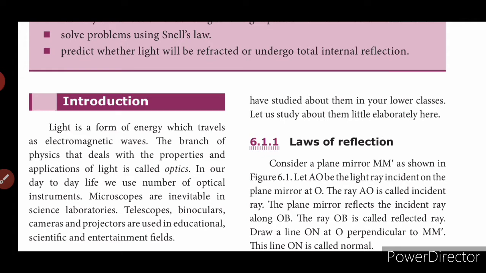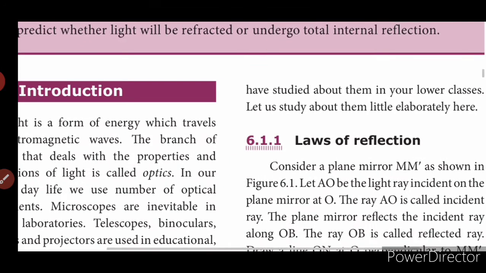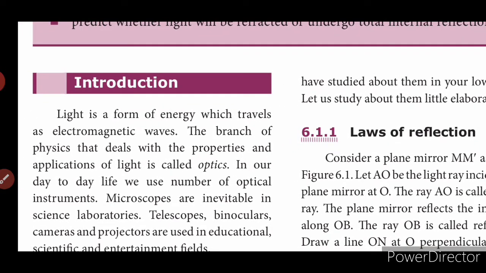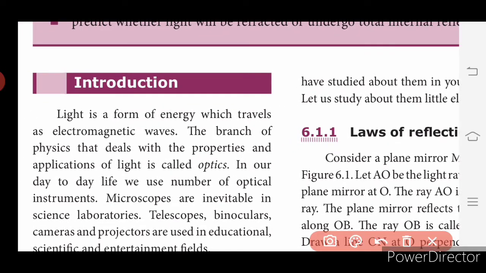So what is light? How do you get light? Light is a form of energy which travels as electromagnetic waves. The branch of physics that deals with the properties and applications of light is called optics. 2 mark question. What is optics or define optics? The branch of physics that deals with the properties and applications of light is called optics.